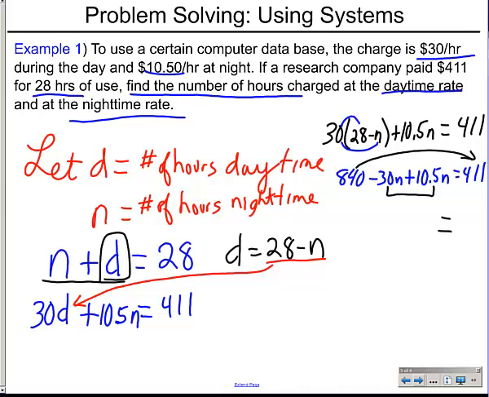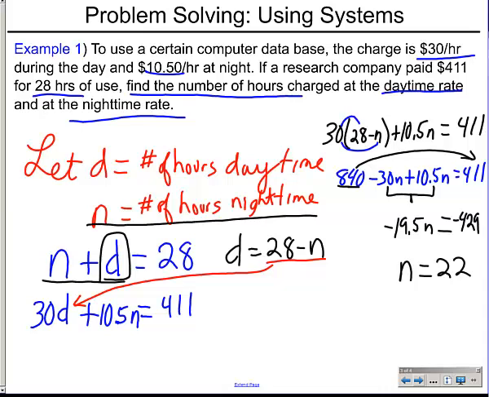So 411 minus the 840 that's coming over will give us negative 429. And then when I combine my like terms here, I'll end up with a negative 19.5N. Since we're using large numbers and numbers that involve decimals, it'd be best to use a calculator here. So we're going to divide both sides by negative 19.5, and N ends up equaling 22. Now remember, N is the number of hours of nighttime use. So we used 22 hours at night.